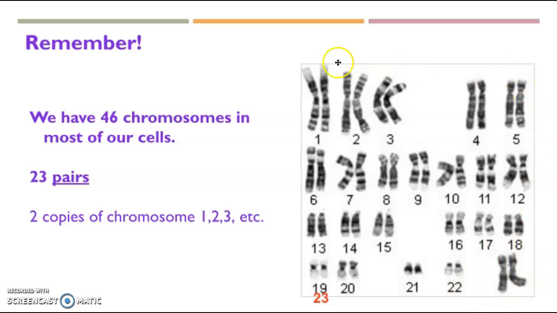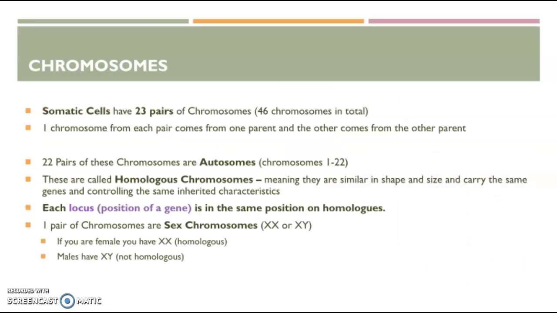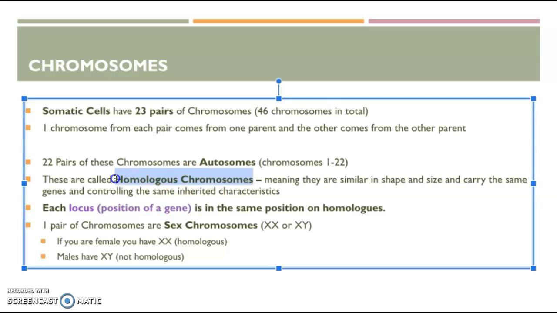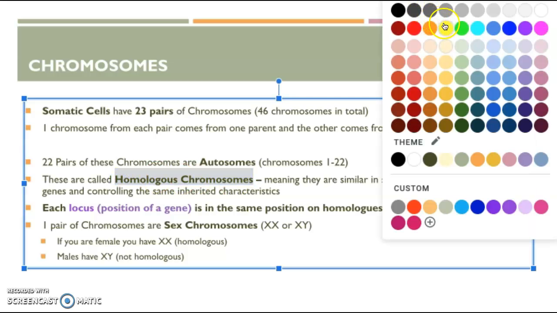Now, these autosomes, 1 to 22, they are similar in size, they are similar in shape, and you can see they're carrying the same bands. If you can see the bands or the patterns on them, that's actually genes. So they're carrying the same genes, okay? Now, because they are similar in size, shape, and carrying the same genes, they are called homologous chromosomes. All right, so we call them homologous pairs or homologous chromosomes.